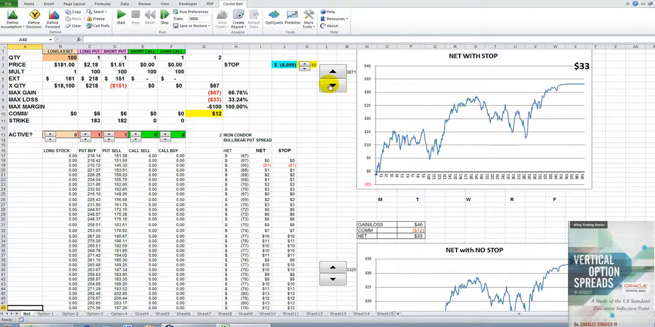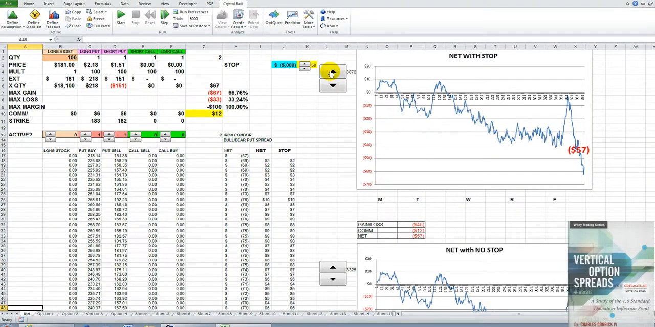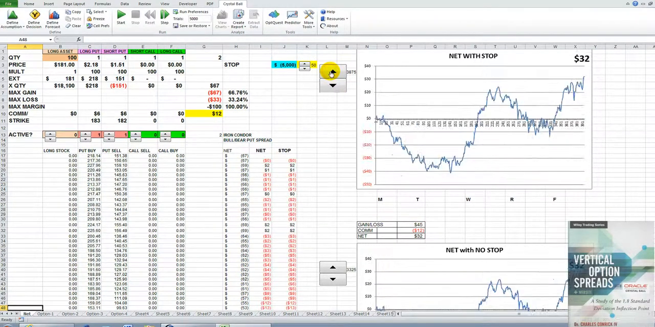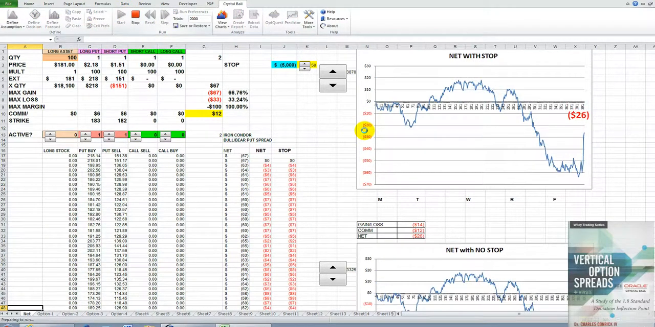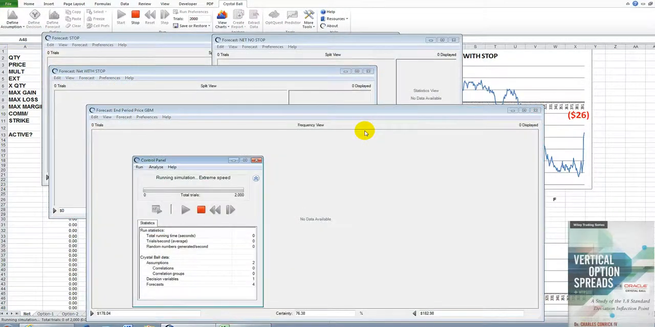So your maximum gain is 33. Your maximum loss would be 67. And you can see there's your maximum loss. So everything's working good. All we did was change the tab option 1, 2, strike prices and the asset prices. So let's lower this to 2,000 iterations to save a little time and run Crystal Ball and see our probability on the bear put, assuming that SPY is going to go down.